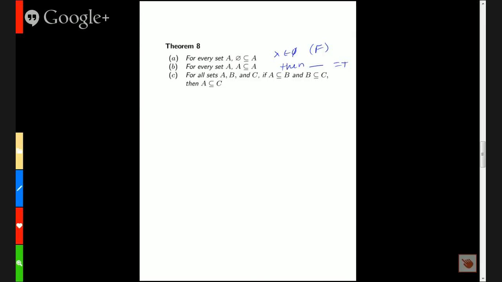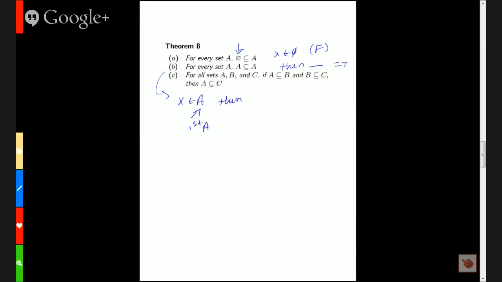So I know that part A has to be true because there's nothing in the empty set. Therefore, the empty set has to be a subset. Everything in the empty set's in A because there's nothing in the empty set. So it's all in A. Part B says A is a subset of A, and that one followed real easily because you said, okay, let X be in the first A.